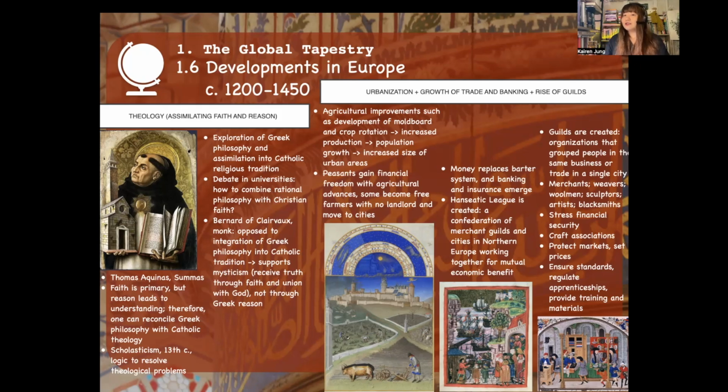What is a guild? Guilds were organizations that group people in the same business or trade in a single city. You had merchants, weavers, woolmen, sculptors, artists, blacksmiths, and so on. They ensured standards, regulated apprenticeships, provided training and materials, and protected markets and set prices, and so on.